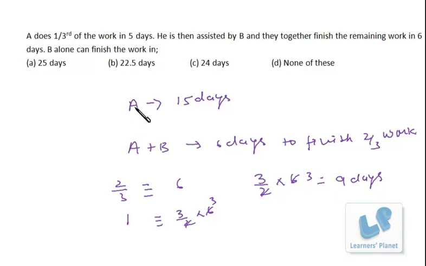So the capacity of A is 15 days. A and B, their joint capacity is 9 days. So we can calculate the capacity of B. That is 1 upon A plus 1 upon B is 1 upon the complete number of days. So in a single day 1 upon 9 of the work will be done. Now put the value of A over here, then we'll be getting the value of B. 1 upon 9 minus 1 upon 15 is equal to 1 upon B.